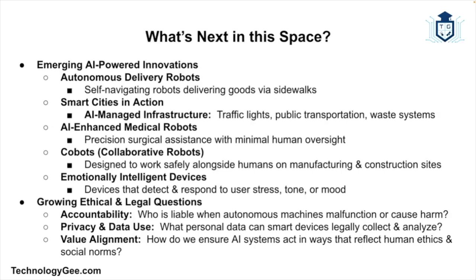So, what's next in this space? Well, we're only scratching the surface of what AI powered machines can do, and some future developments include the following, such as fully autonomous delivery robots roaming sidewalks. You're going to have smart cities where traffic lights adjust to real time traffic flows. You're going to have AI enhanced medical robots performing precise surgeries with minimal supervision. You're going to have collaborative robots working side by side with humans on job sites. And you're going to have emotionally aware smart devices that respond to your mood or stress levels.